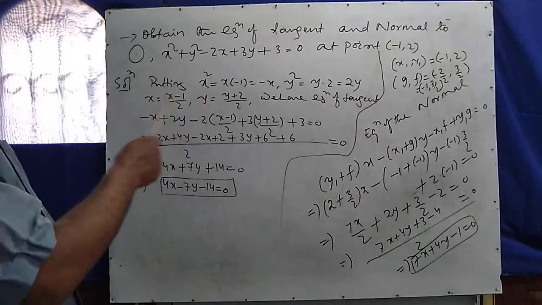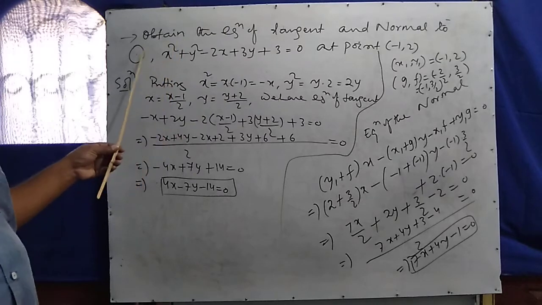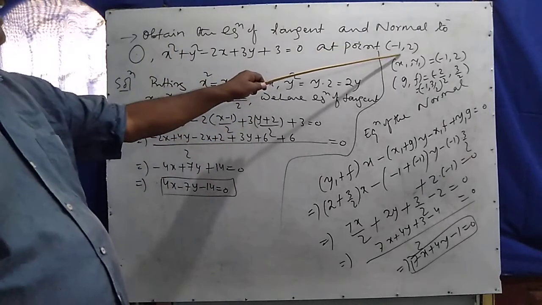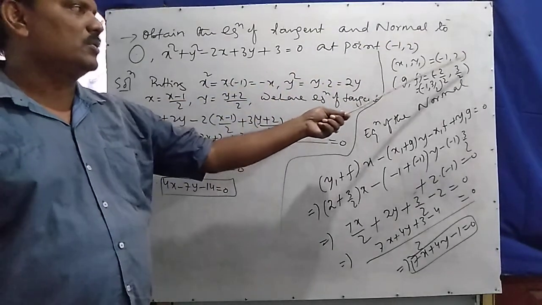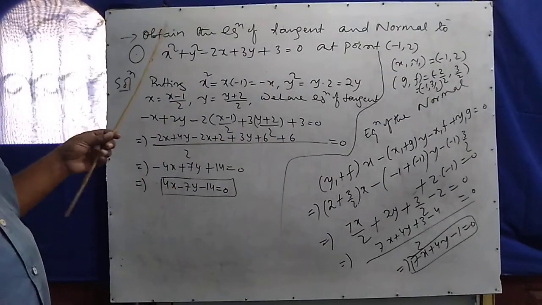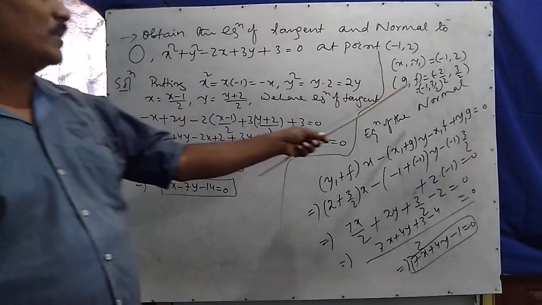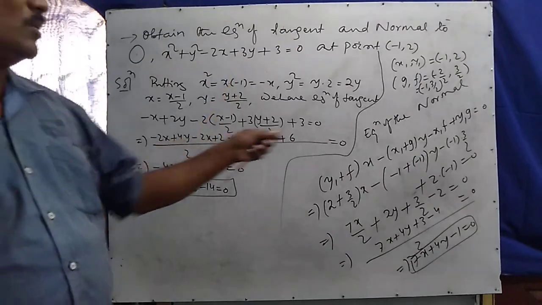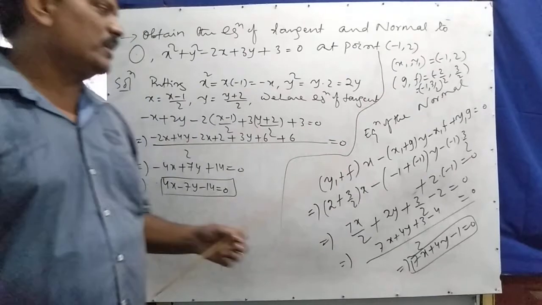So here the equation is given in general form. And the point alpha beta, or x1 y1, whatever you take, is x1 y1 equal to minus 1, 2. By comparing with the general formula, 2g equal to minus 2 and g equal to minus 1. 2f equal to 3 and f equal to 3 by 2. So the values of g, f and x1, y1 are given.